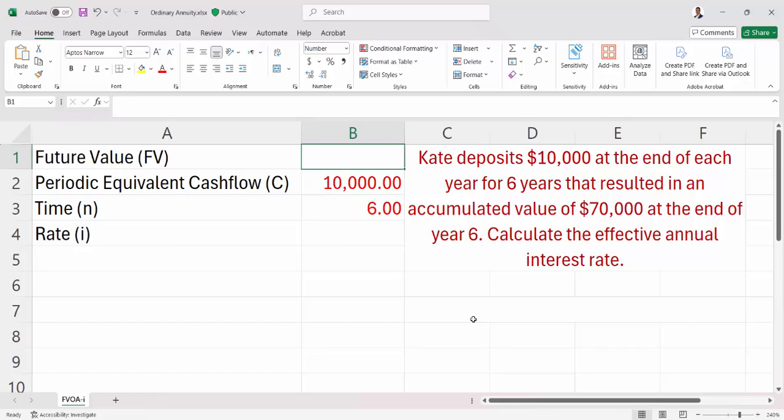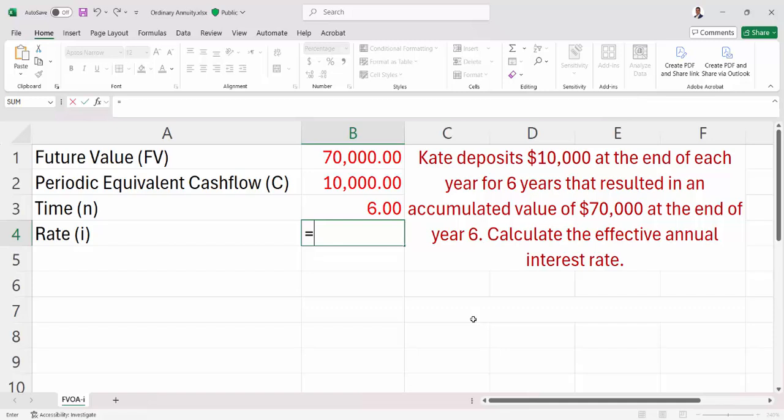That resulted in an accumulated value of $70,000 at the end of year 6. So our future value is $70,000. Calculate the effective annual interest rate. So in order to get our effective annual interest rate, we need to use our rate Excel built-in function.